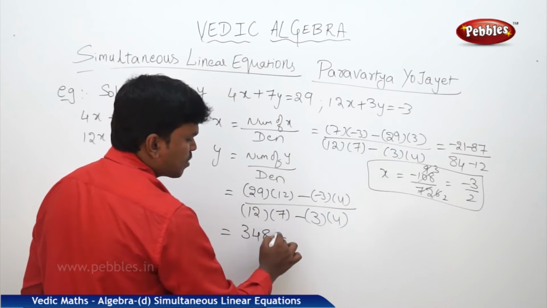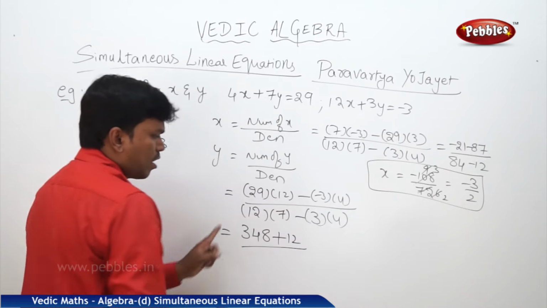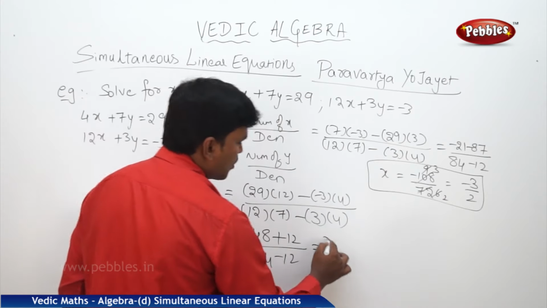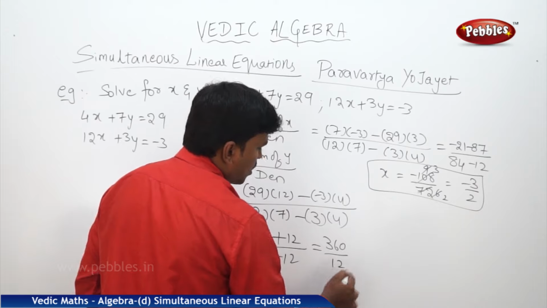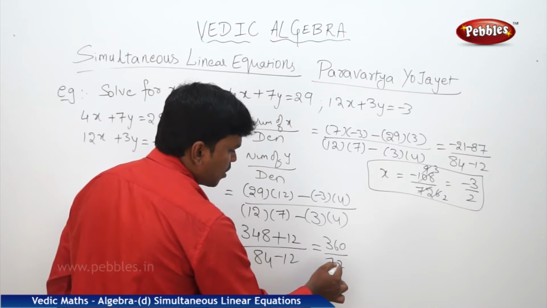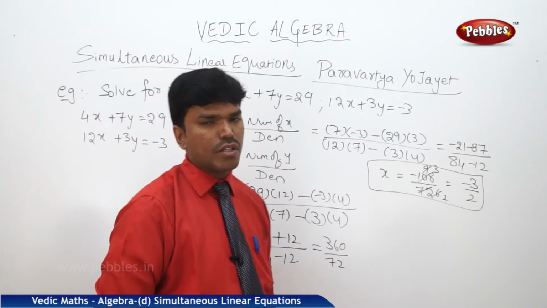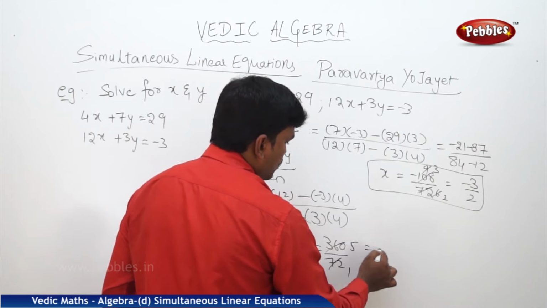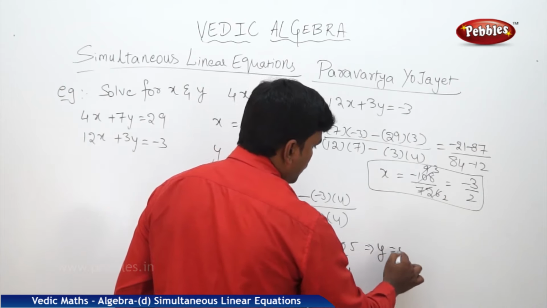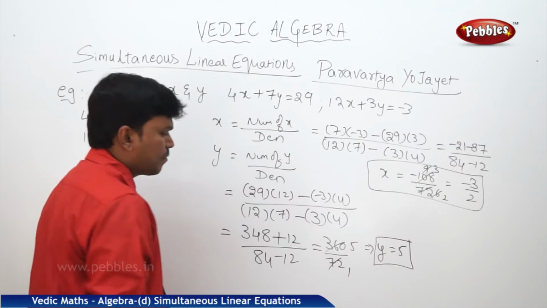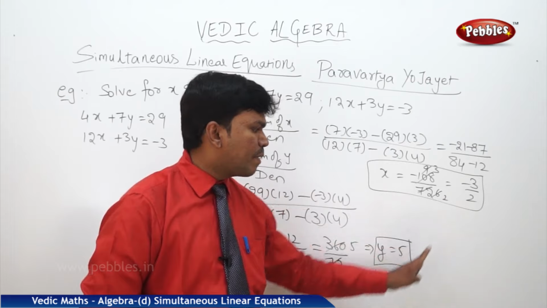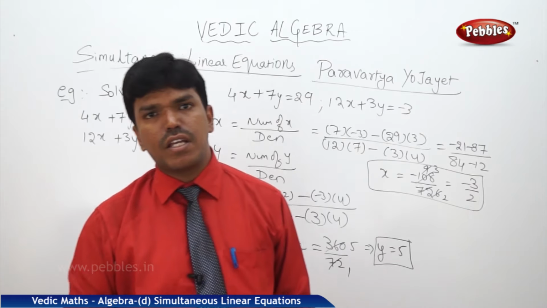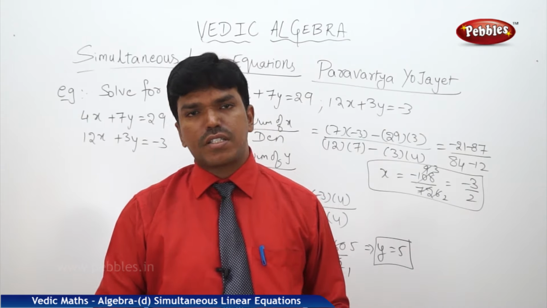Minus into minus we will get plus, 3 4s are 12, by 12 7s are 84 minus 12. So 348 plus 12, how much will you get? 360 by 72. If you observe, 360 goes in 72 5 times, 72 fives. So the y value equals 5. So the x value is minus 3 by 2 and the y value is 5. That's how we get the answer very easily by using the Paravartya Yojayet method, that is transpose and adjust.